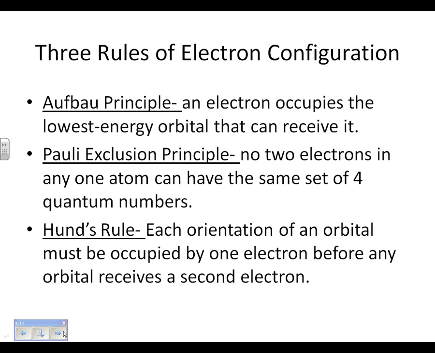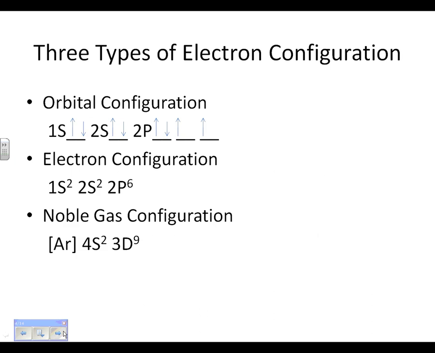The Pauli exclusion principle states that no two electrons in the same atom can have the same set of 4 quantum numbers. Hund's rule tells us that orbitals of equal energy are each occupied by one electron before any orbital is occupied by a second electron.